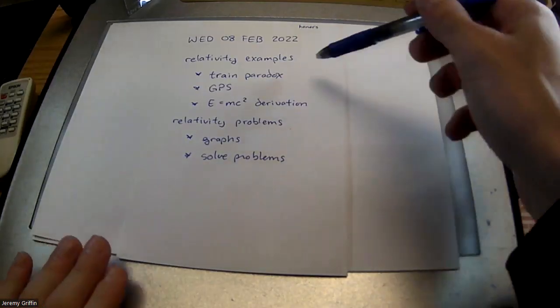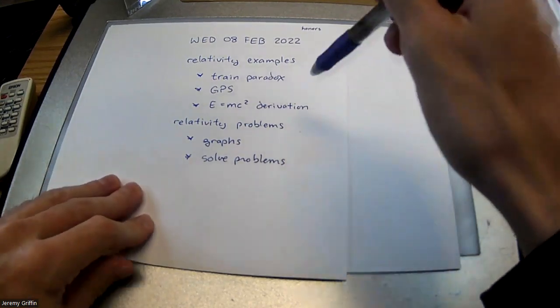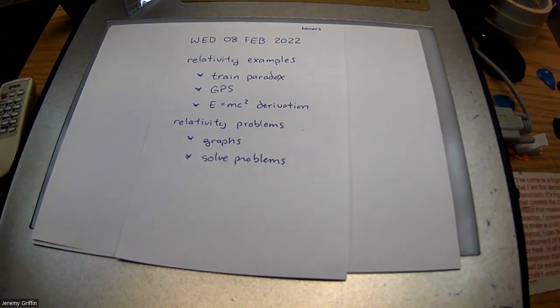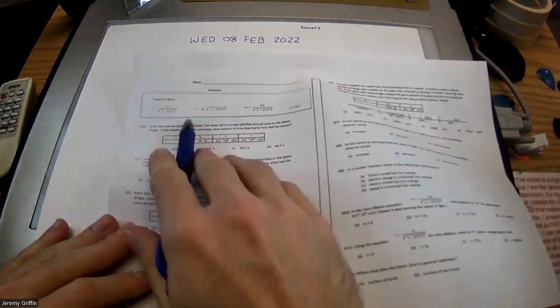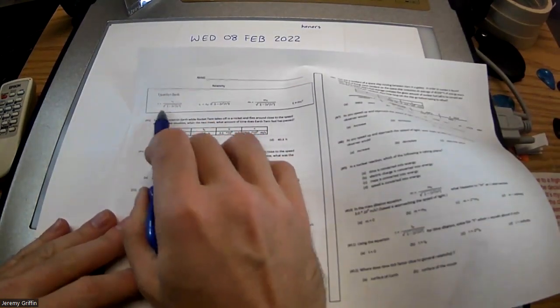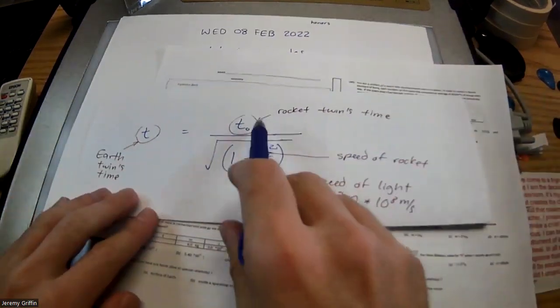All right, so you guys saw all these examples of relativity. Let's go solve some problems. So this page right here, quick recap of these formulas. Here's the time dilation formula. I should point this out right here.